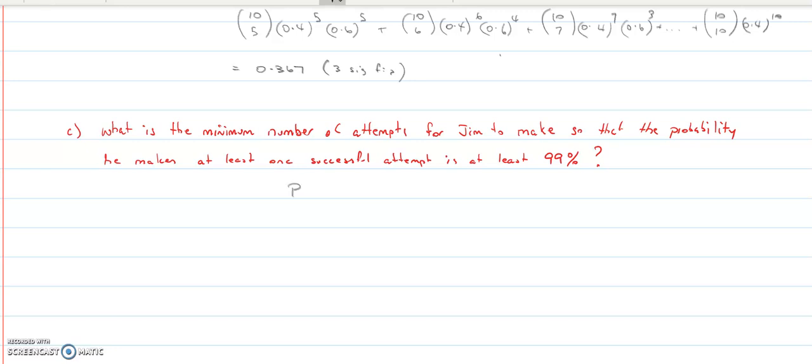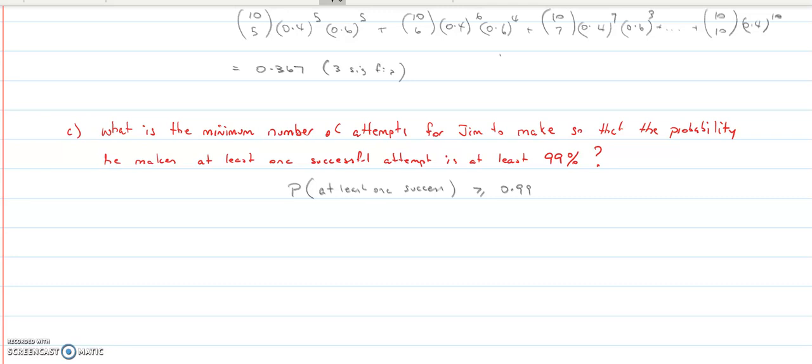So the probability of at least one success is greater than or equal to 0.99. The probability of at least one success.